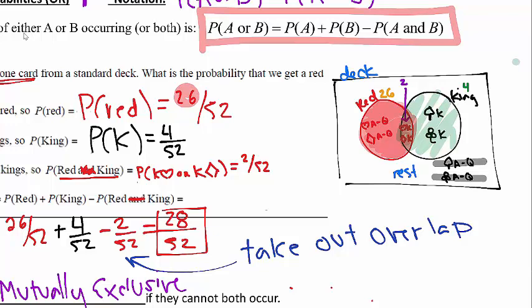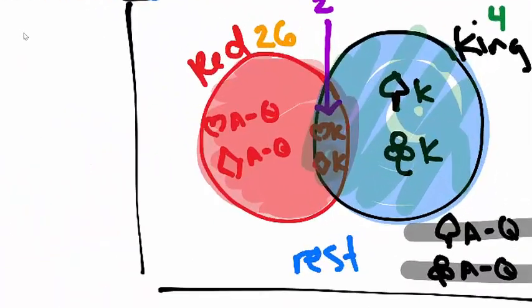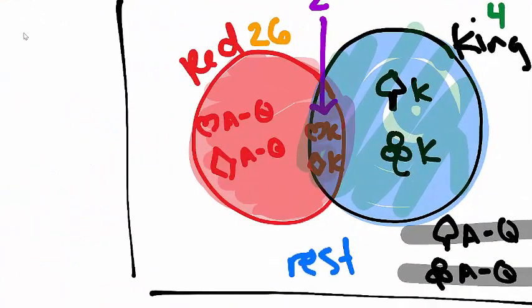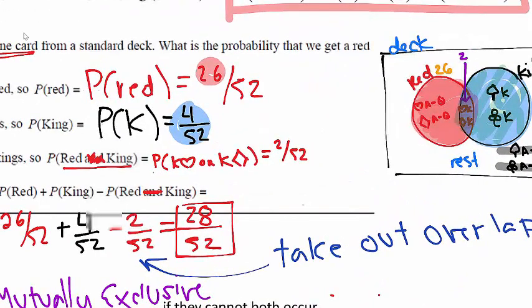Find the probability of getting a king. Well, a king would be 4 out of 52. So what's the probability of getting, let's go back, a red king? Basically we want a red and a king, right? How many reds and kings are there? 2. Okay, so that's 2 out of 52.